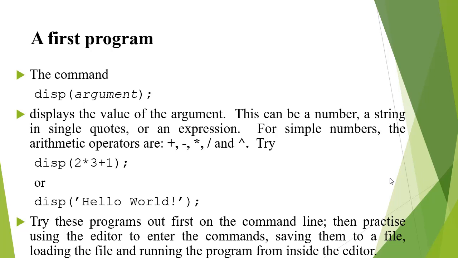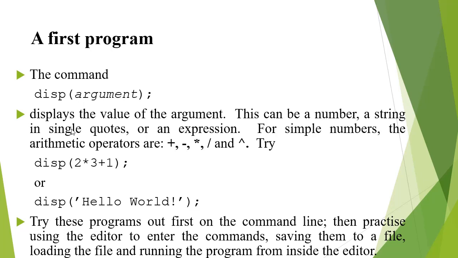When we're looking at the command, we have a command to display, but we have the arguments, and then you put a semicolon. The semicolon is for termination. This command here displays the value of the argument. This can be a number or a string in a single quote or an expression.